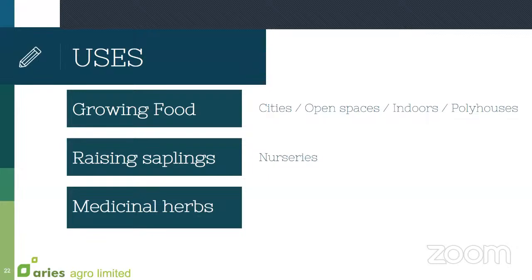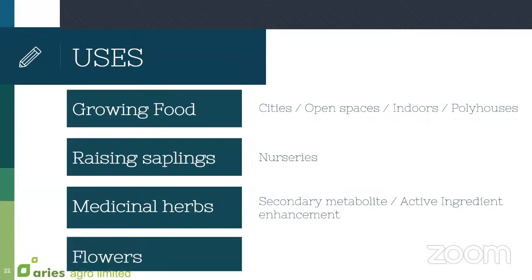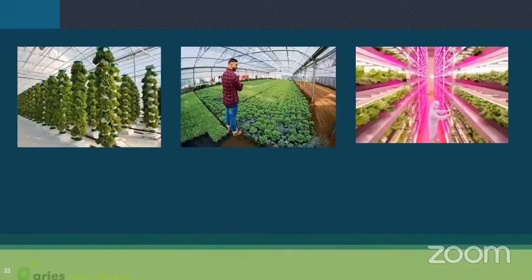Definitely, you have the cosmetic industries, medicinal herbs, the pharma industry to an extent, and FMCG goods which use flavors and fragrances. So, a lot of medicinal herbs can be cultivated for secondary metabolite or active ingredient enhancement. You can use hydroponics to grow these kinds of medicinal herbs as well. Floriculture, or growing flowers, whether edible flowers, whether you're just growing them aesthetically, or whether they have a commercial value, you can also use hydroponics to grow flowers.